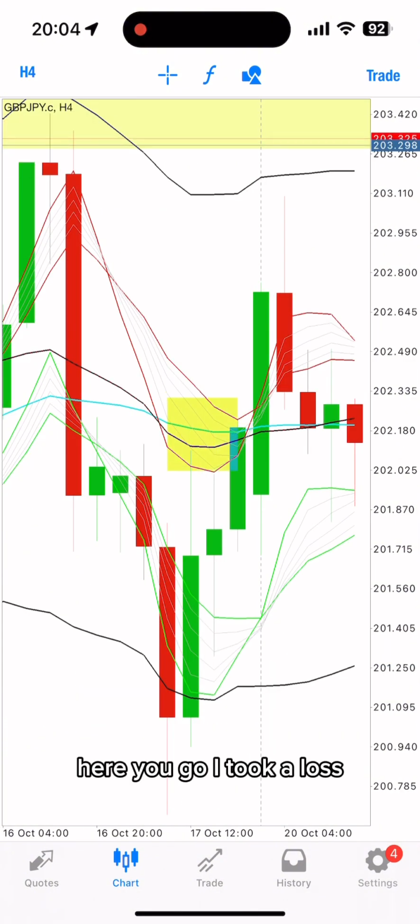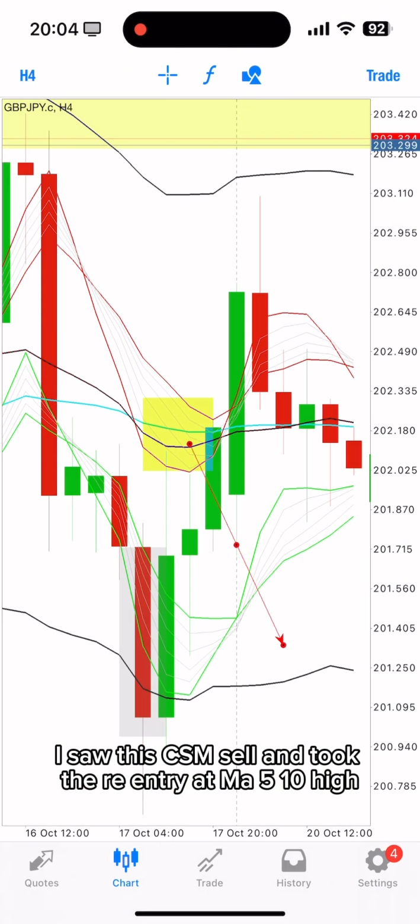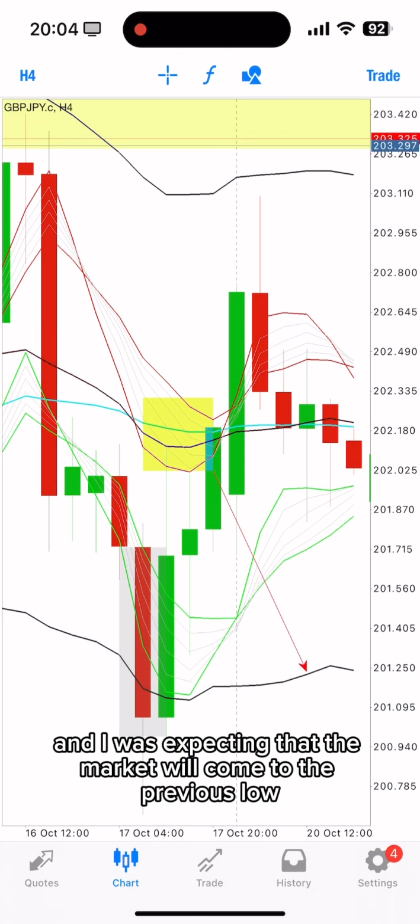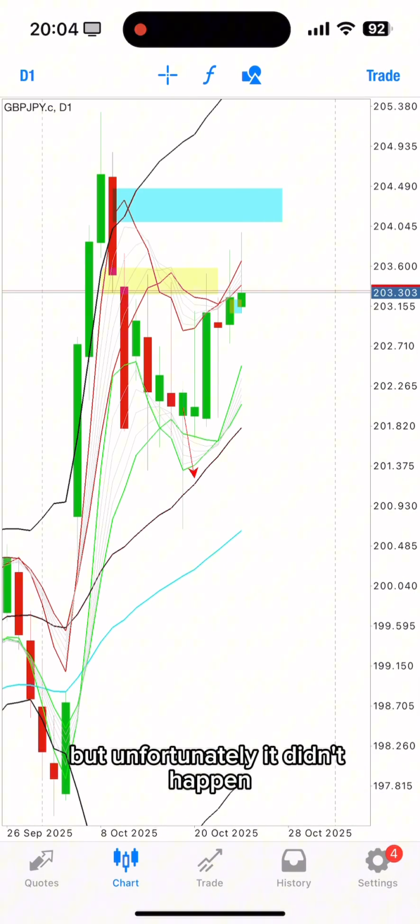Here you go, I took a loss. I saw this CSM sell and took the re-entry at MA510 high, and I was expecting that the market would come to the previous low, but unfortunately it didn't happen.